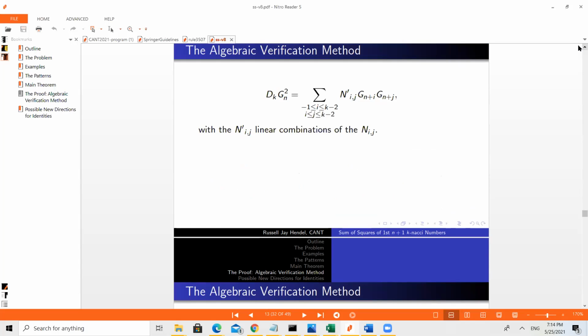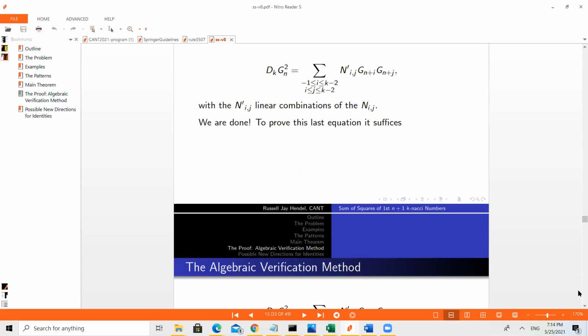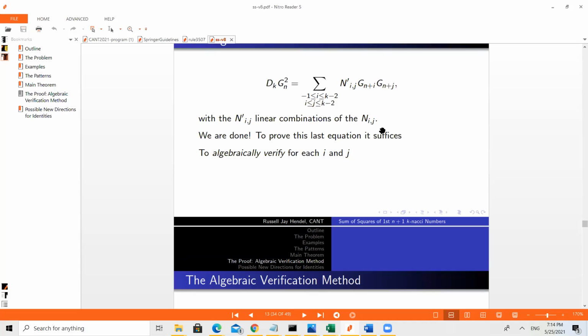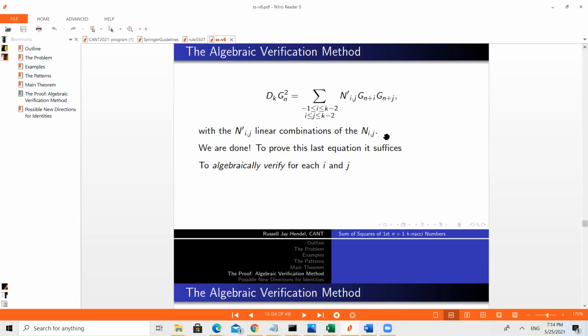And as I said, the nice thing here is I have nothing to prove. That sounds counterintuitive, so let me just tell you why. So we are done. This is not like a Perry. This is something really very simple. I have to verify for each i and j in this range that the coefficients on the left and right side are equal. Now, that's not necessary, but it's certainly sufficient.